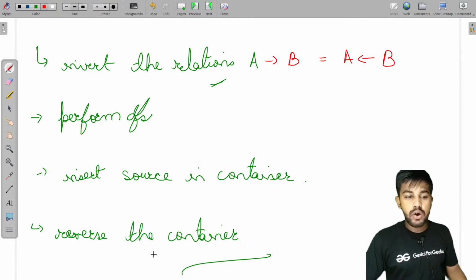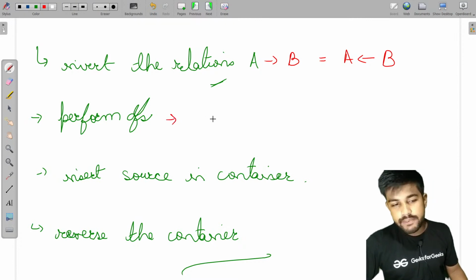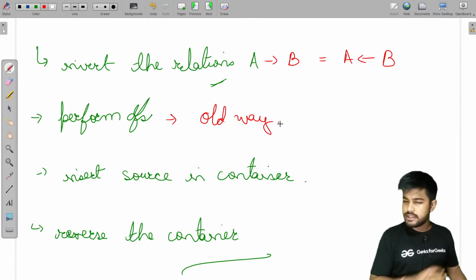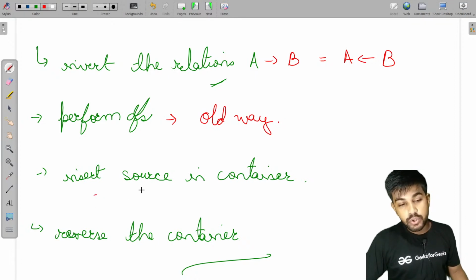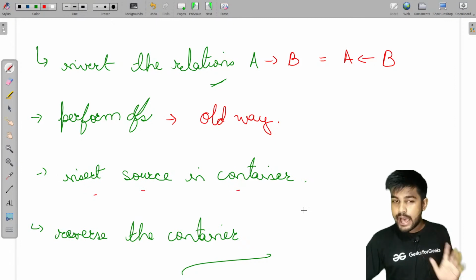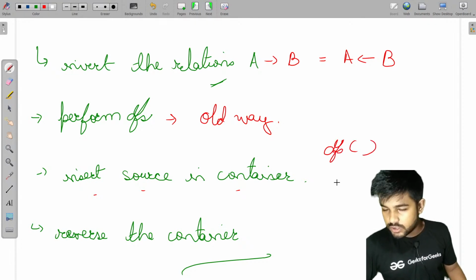Okay. Now perform DFS. What would we do? Do a DFS the same old way. Simple. Just visit the node, and if the neighbors are unvisited, visit them. Okay, this is it. No problem. Insert source in the container. When to insert the source in the container, I would be telling you. Just write DFS. Good to go.